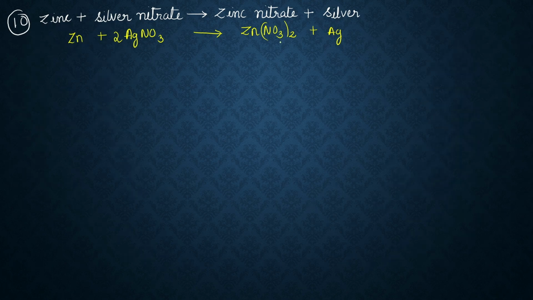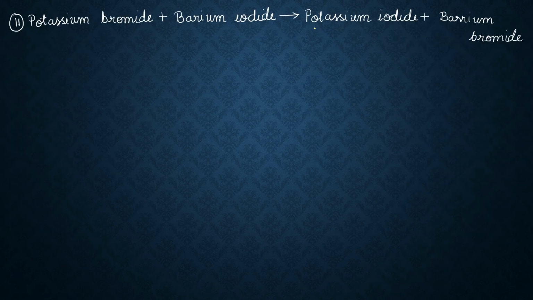Nitrate, if I multiply 2, nitrate is balanced but silver is not balanced. So here I multiply by 2. Now the silver is also balanced. Next thing is potassium bromide reacts with barium iodide to give potassium iodide plus barium bromide.